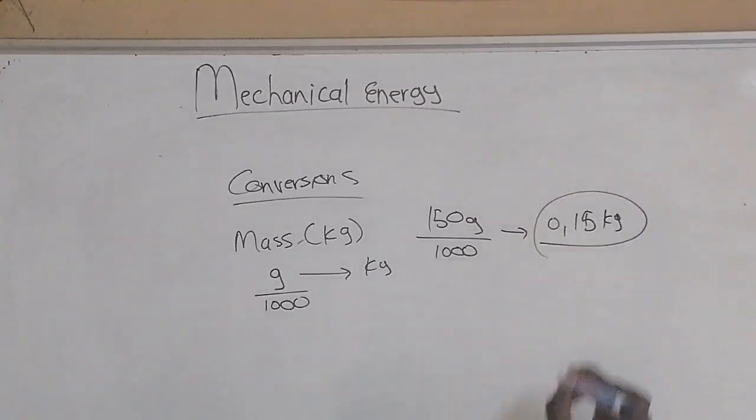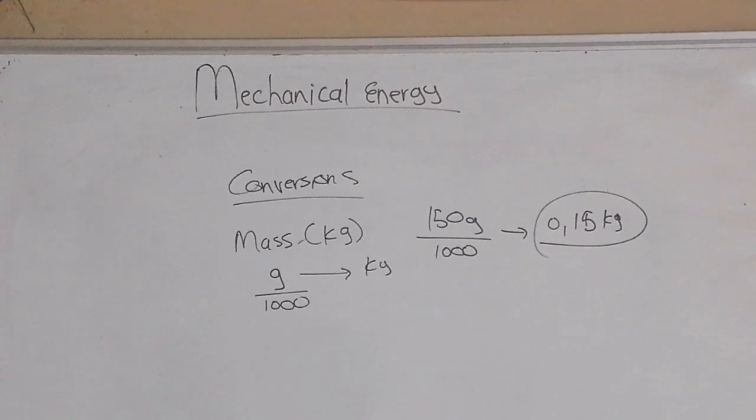So simply, for you to convert grams to kg, you have to do what? You have to divide by 1,000. Automatically, the answer that you're going to get will already be measured in kg, since you divided by 1,000. I hope that's clear. It is very important for you to know that.